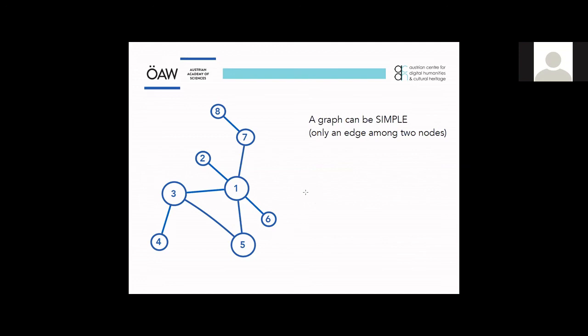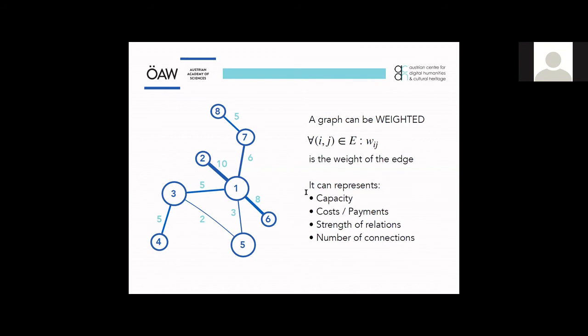Okay, so some other basic properties of networks or graphs. A graph can be simple, so we have only one edge between two nodes, or it can be a multigraph, as the graph we saw before made by Euler. So there are multiple edges between two nodes. Then a graph can be weighted, meaning that we assign a weight to each edge. And these weights are numbers that can represent the capacity, if it is, for example, a transportation network, cost or payments, if we have a financial network, the strength of relations, for example, in a social network. So for example, how much do two people interact together? Or the number of connections.